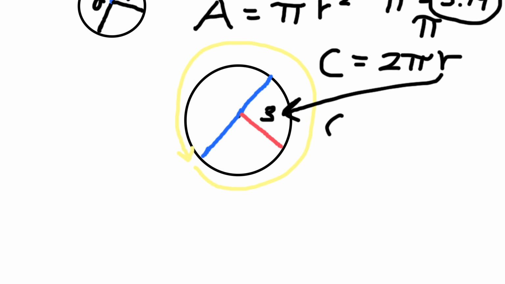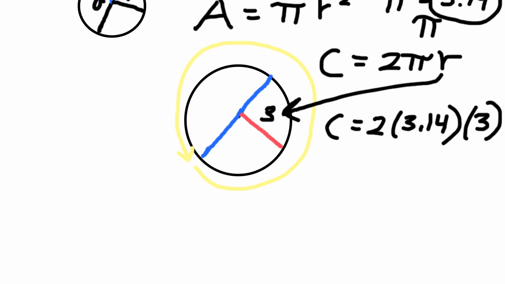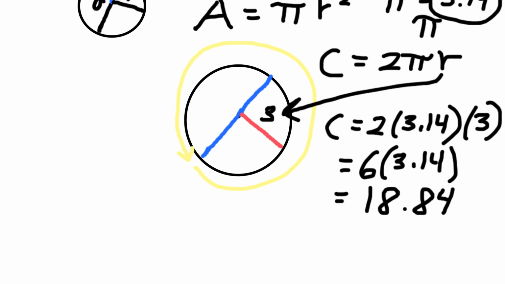So to find our circumference, we multiply 2 times 3.14 times our r, which is 3. Now I can multiply these in any order, so 3 times 2 is 6, so I've got 6 times 3.14. So 6 times 3.14, if I look on my calculator, or if I figure it out longhand, I get 18.84.